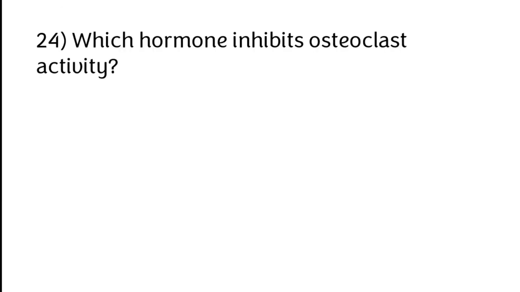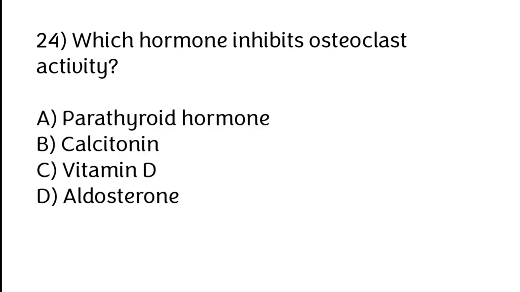Which hormone inhibits osteoclast activity? Parathyroid hormone, calcitonin, vitamin D, aldosterone. Correct answer is option B, calcitonin.